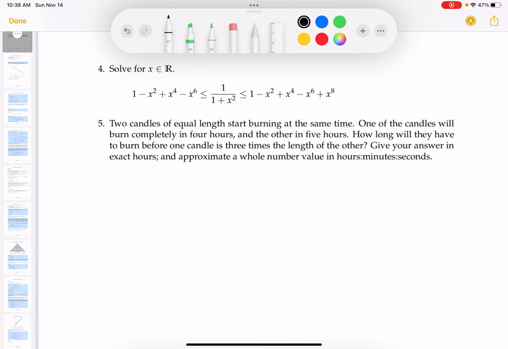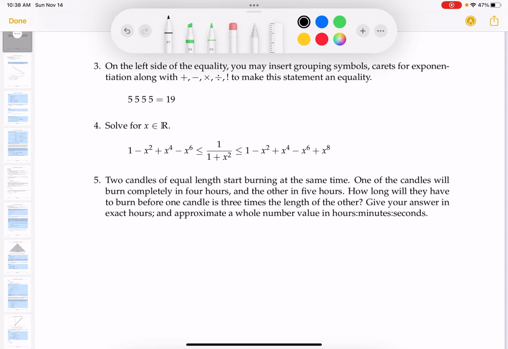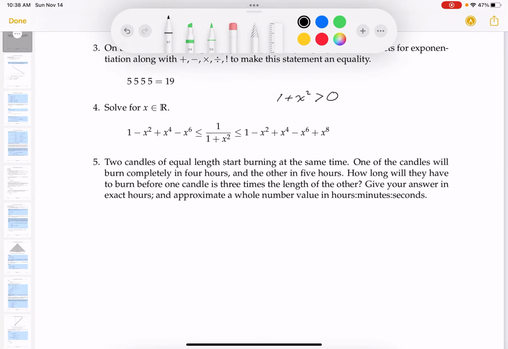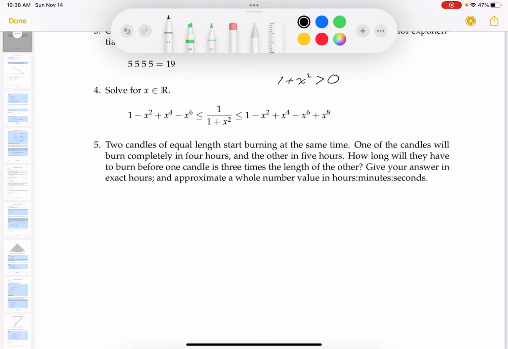And what do I notice about it? I notice that's an inequality, and the first thing I notice about it is 1 plus x squared is always greater than 0. So I can multiply both sides by 1 plus x squared. I'll do that. And again, we're doing 4 now. So 1 plus x squared times 1 minus x squared plus x^4 minus x^6. I'm multiplying every side by 1 plus x squared.